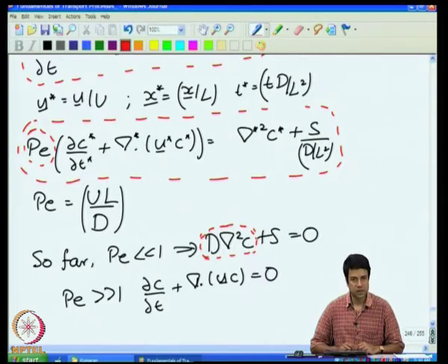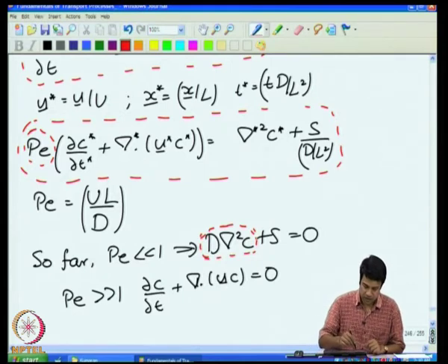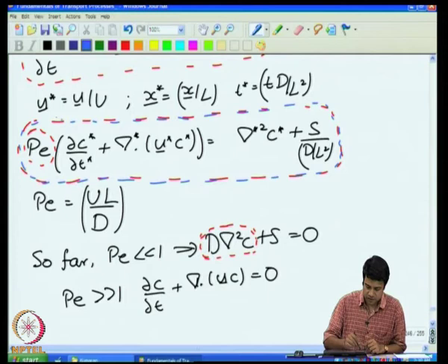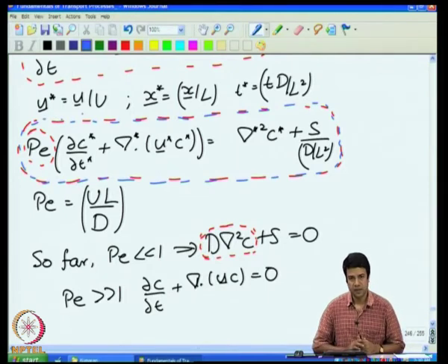Then we looked at the case where the Peclet number is large compared to 1, P is much greater than 1. And if you just look at this equation simplistically, one might think that all you need to do is to neglect the diffusion terms on the right hand side completely and just solve the equations for the convective part alone.